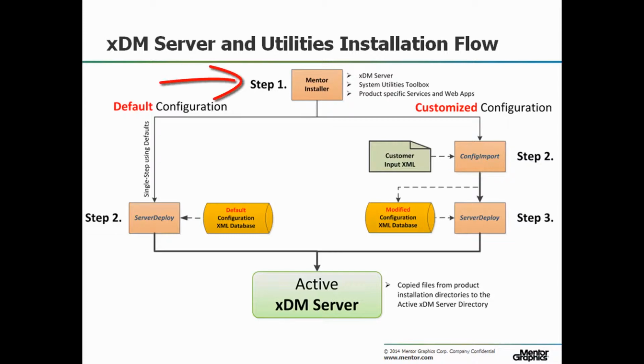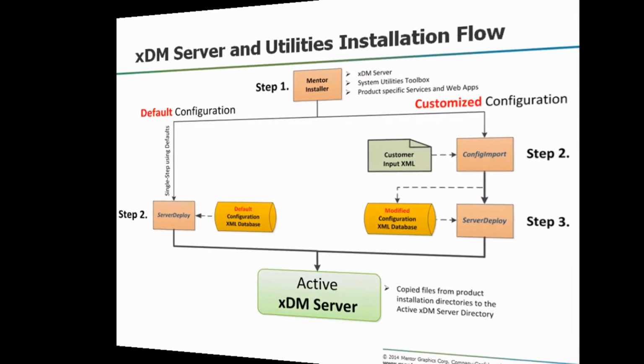Once you finish with step 1 to install the xDM server utilities and products, you can simply go with the default configuration and run server deploy utility as seen on the left side. If instead you prefer to customize the configuration, you should first create an XML file containing your configurations and then import the configuration by using the config import utility. Now that you run server deploy, the server will be deployed with your customized configuration.